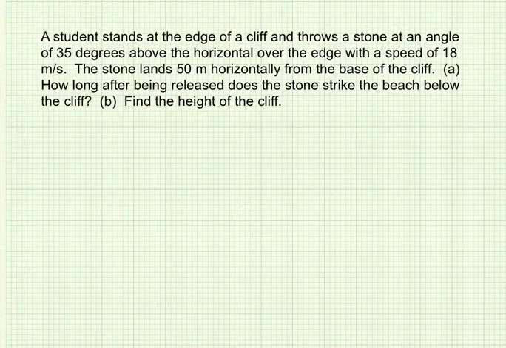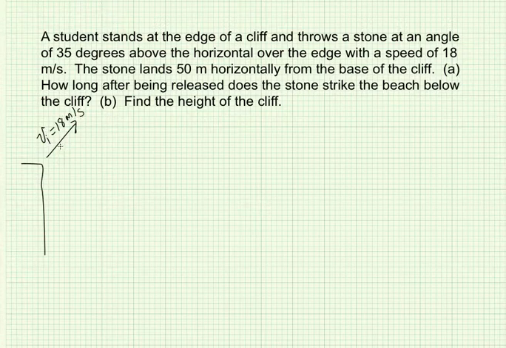Okay, in this example, we have a student standing at the edge of a cliff who throws a stone at an angle of 35 degrees. So our student is here on the edge of a cliff, and they're going to throw it with a velocity of 18 meters per second. So that's going to be my initial velocity, 18 meters per second. And it's going to be at an angle of 35 degrees.